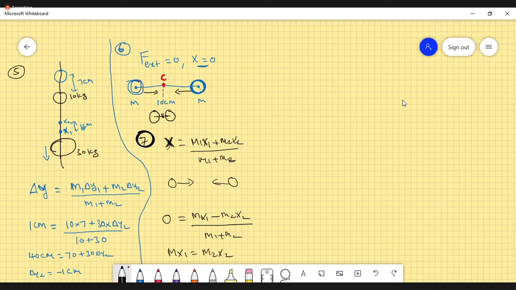And find the distances. So x1 by x2 equals to what? x1 by x2 equals to m2 by m1, so the ratio is 2:1. Understood.